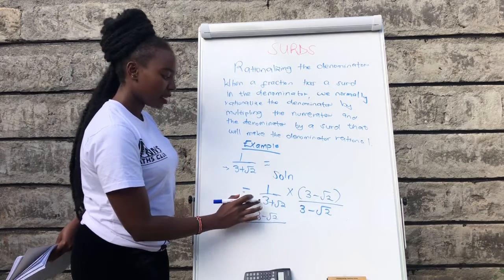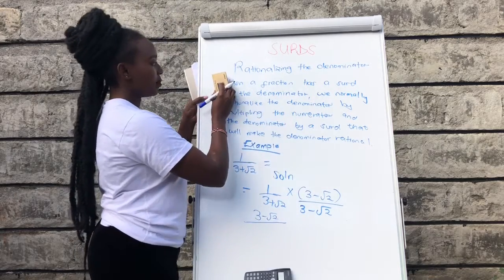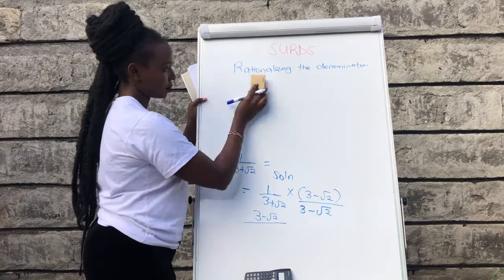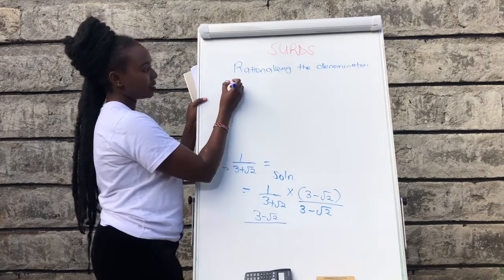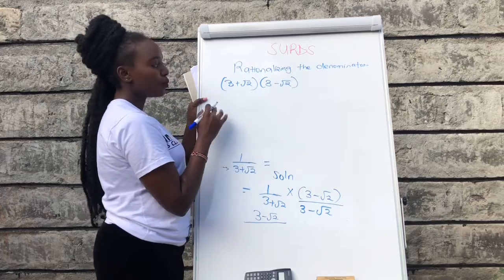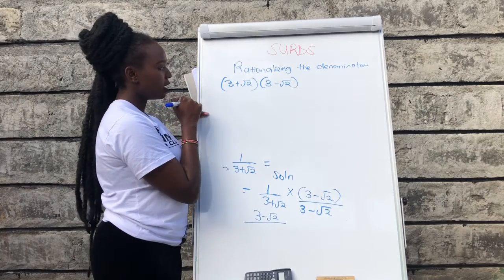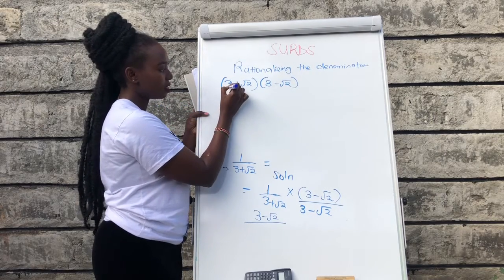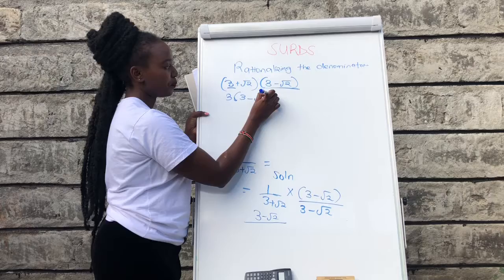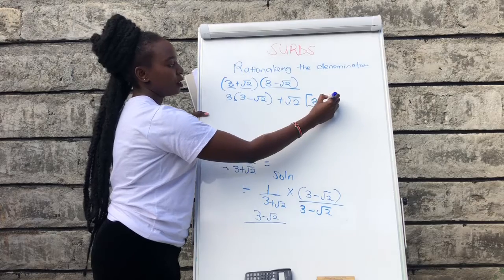So when multiplying the denominators, let me just add this. When multiplying the denominator, that is 3 plus root 2, you multiply with 3 minus root 2. What you need to know here is we are going to use expansion. While removing the brackets, you take this 3 and you multiply by the whole 3 minus root 2. Then you take positive square root of 2, you multiply by the same 3 minus root 2.